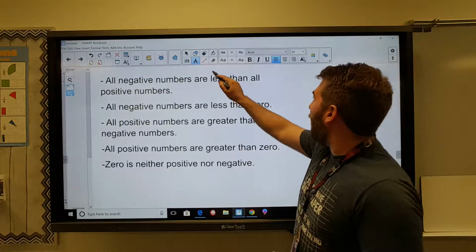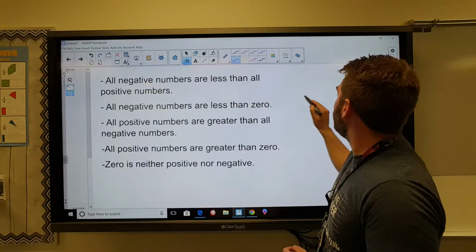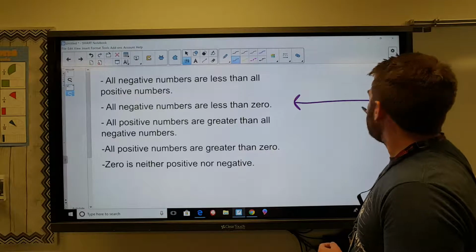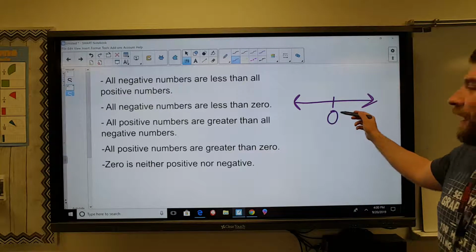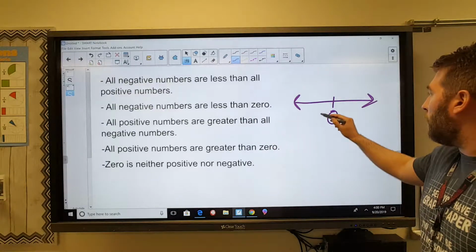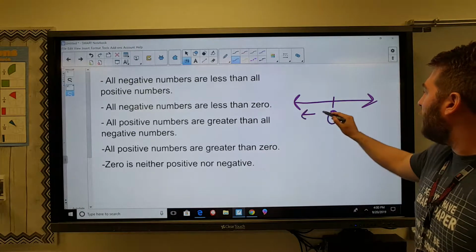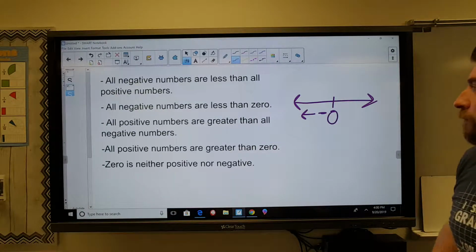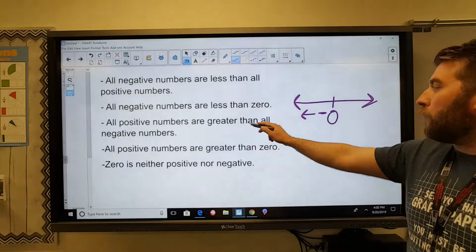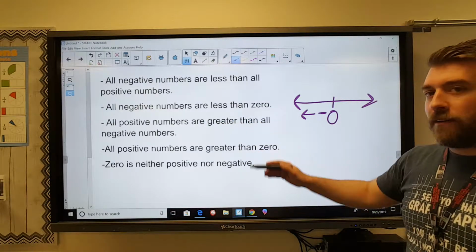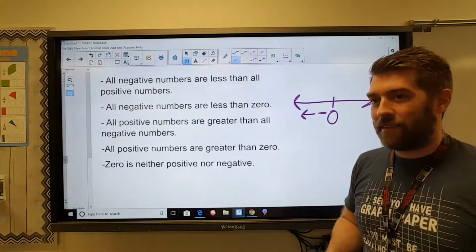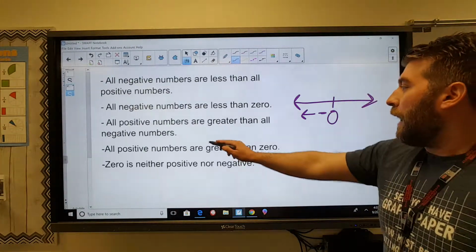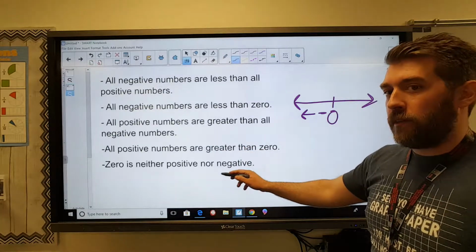So if we have a number line, if we have 0 here, that means everything to the left of the 0 has to be a negative number, okay? All positive numbers are greater than all negative numbers. You're never going to have a positive number that is less than a negative number. And all positive numbers are greater than 0.